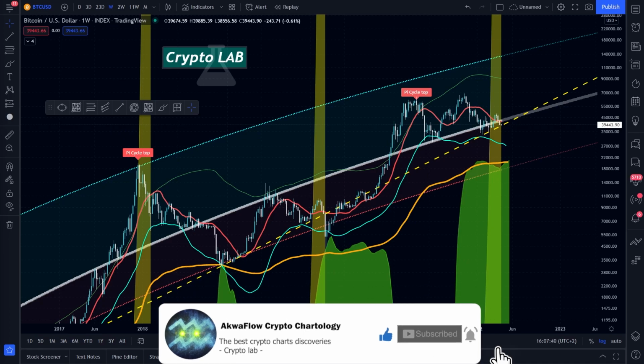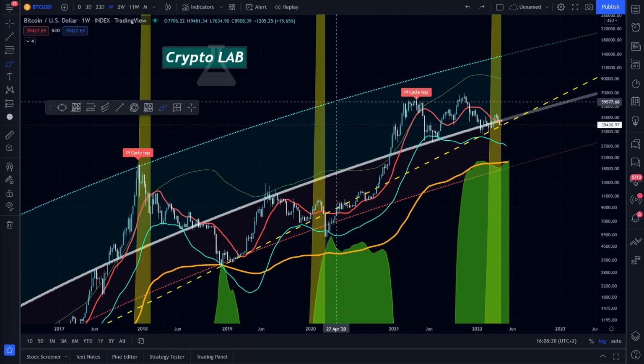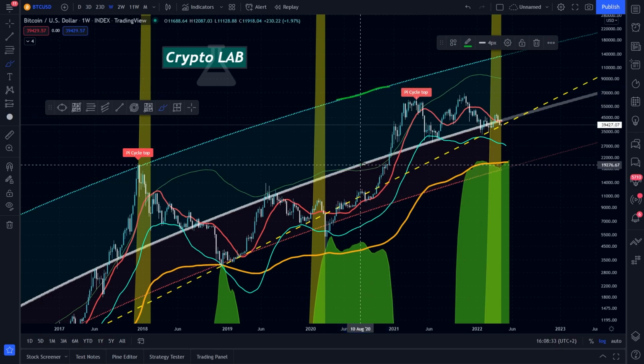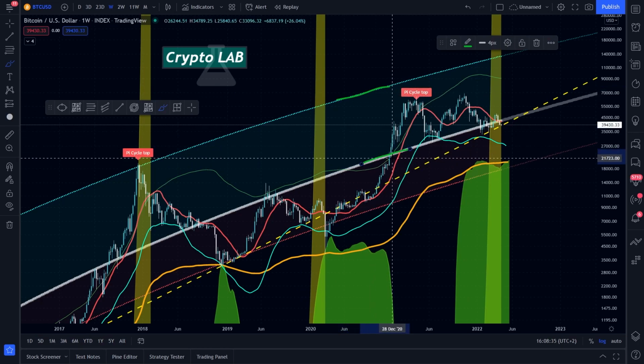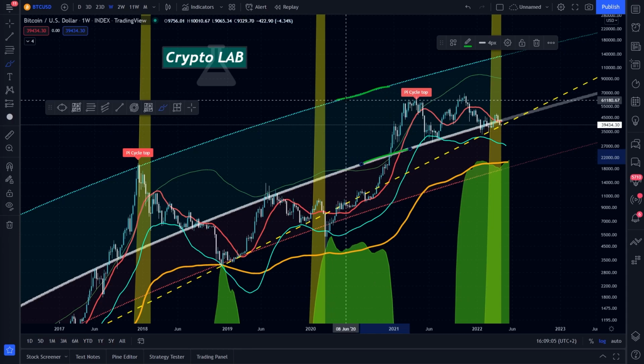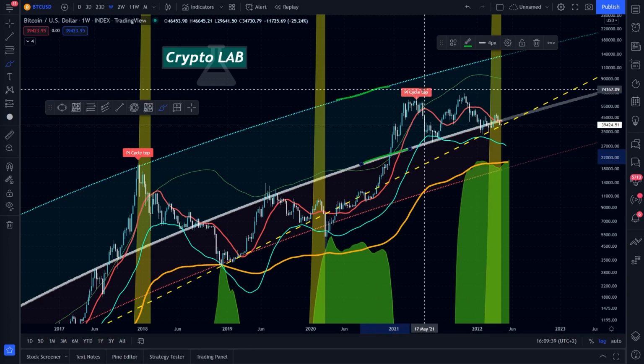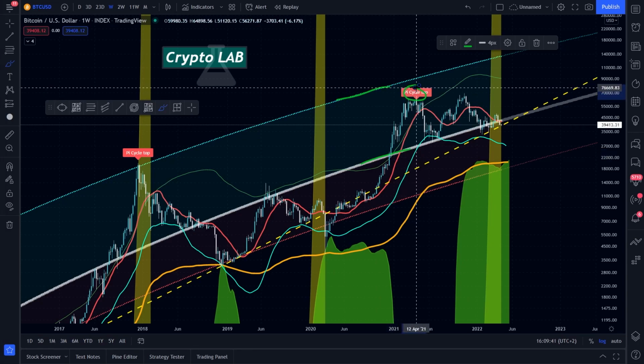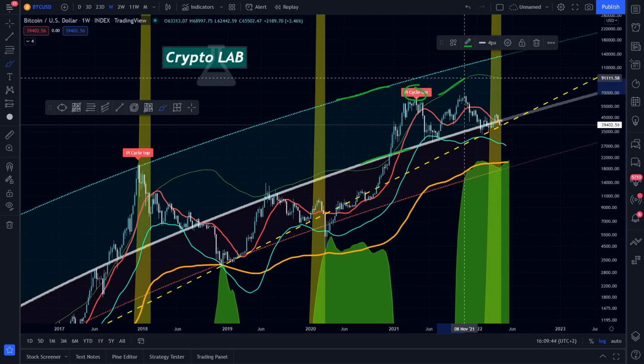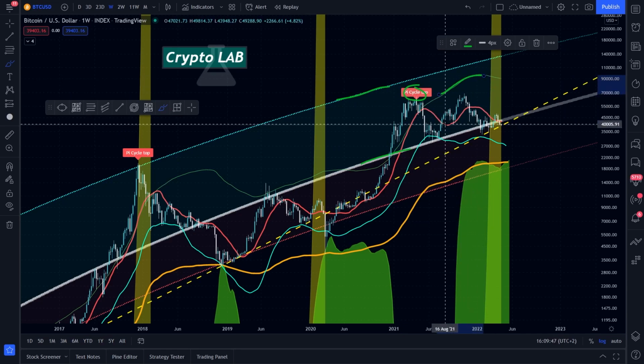Now, let's jump in. On this chart, I remind you that we have the skyline in blue and the cloud line in white. Those two are regression lines. The blue line detects great tops for Bitcoin, and the cloud line can be considered as the mean of Bitcoin. Then we have the pi cycle top indicator with two lines, one in green that you can see right here and one in red, okay?